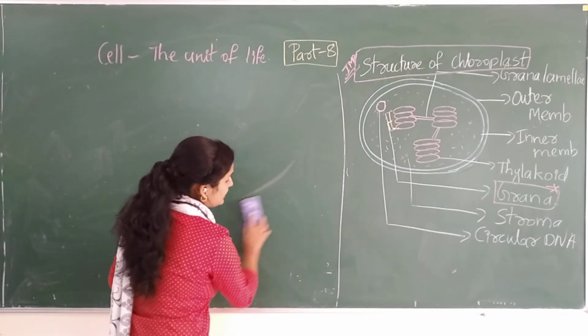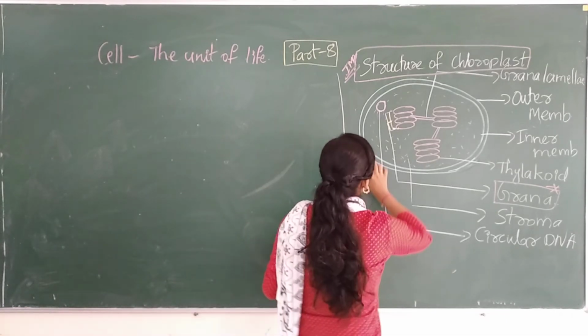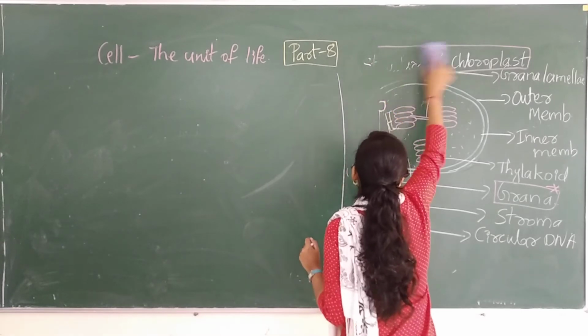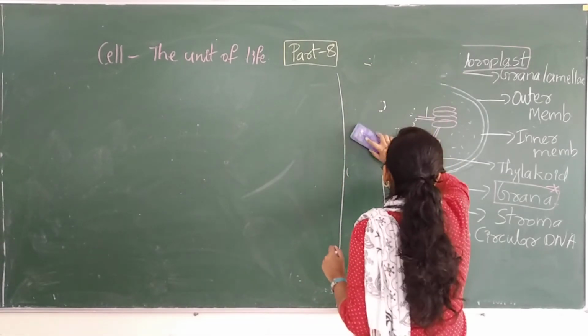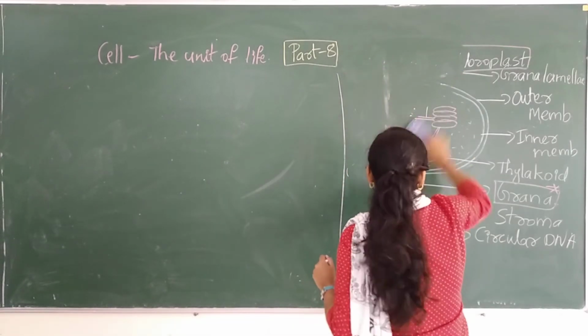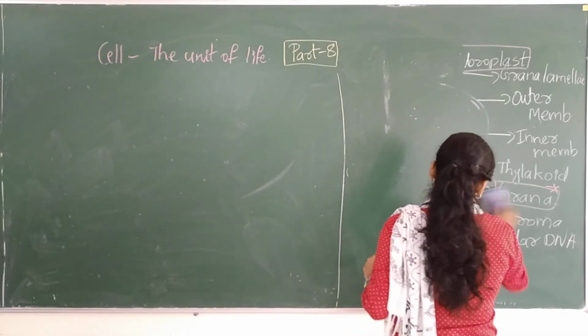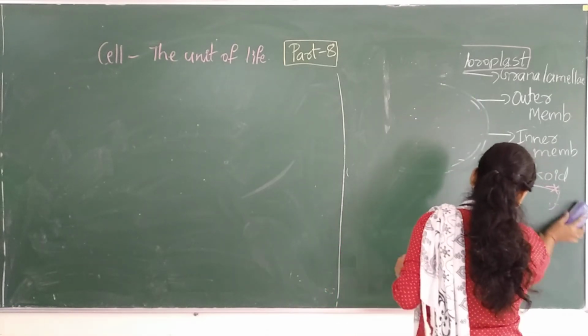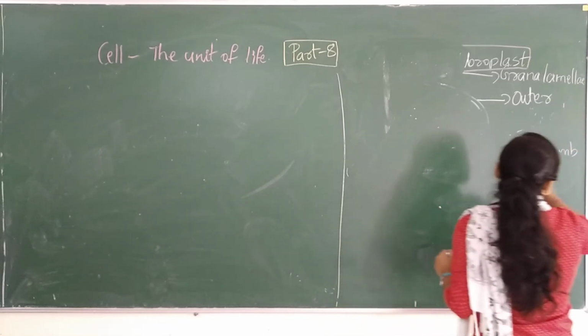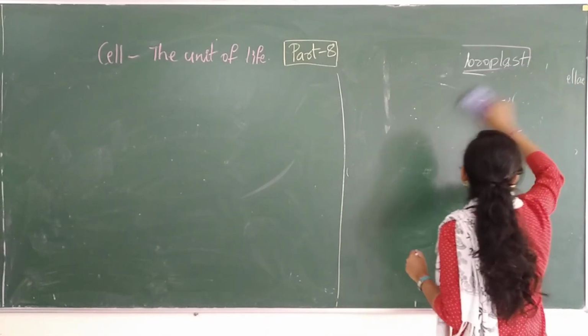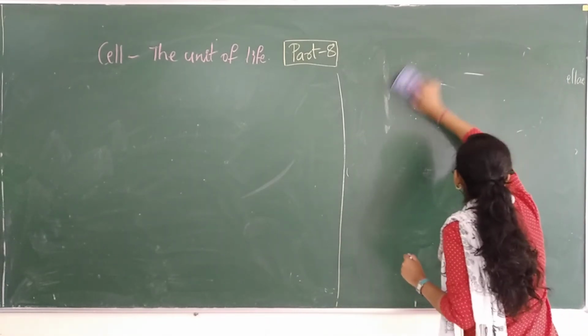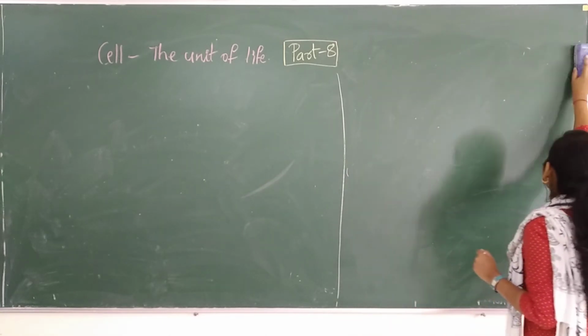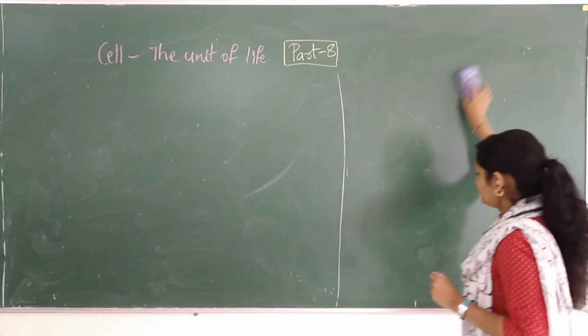Next cell organelle is the ribosomes. So tell me, what do you know about ribosomes? What do we call ribosomes? Very good. We call ribosomes the protein factory. Why? What is the reason?